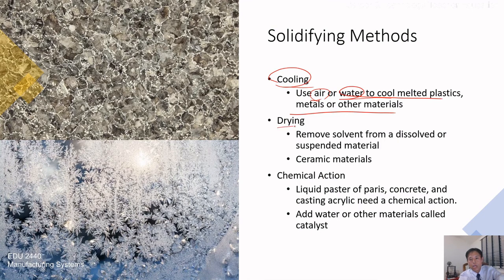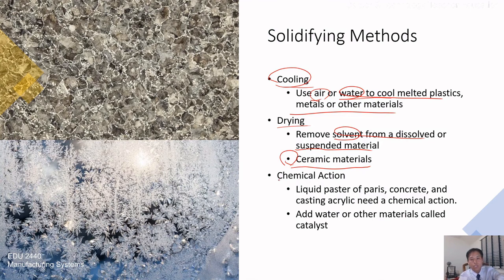And then drying removes solvent from the dissolved or suspended material. Ceramics use this drying method, such as clay pottery. Once we make a sample like clay, we apply heat to the clay, and after that we just dry it, right? That's the drying method used for ceramic material.